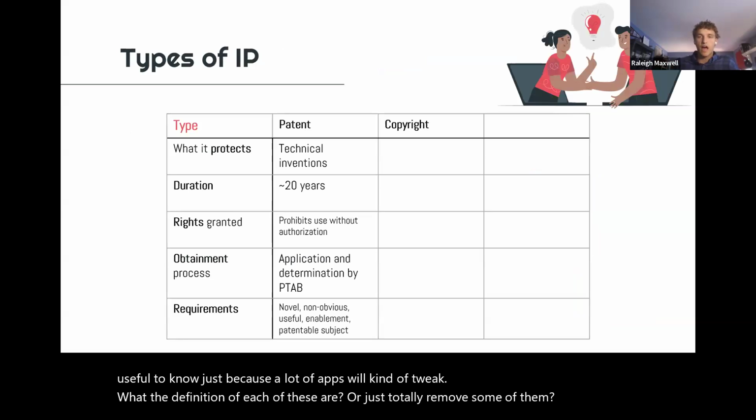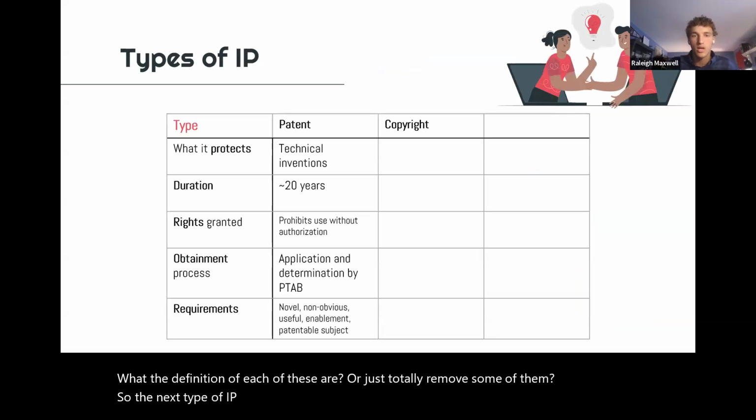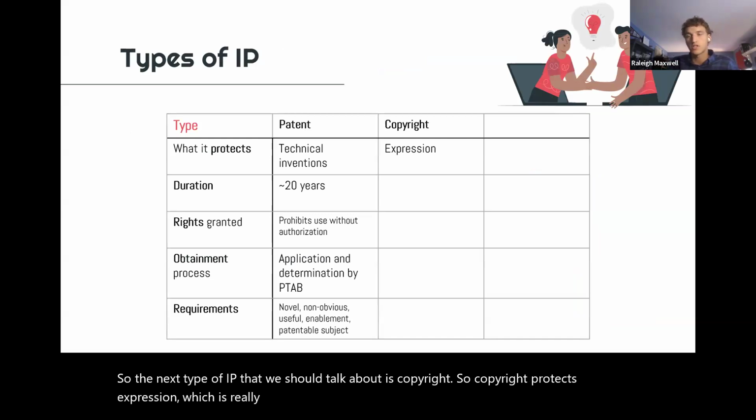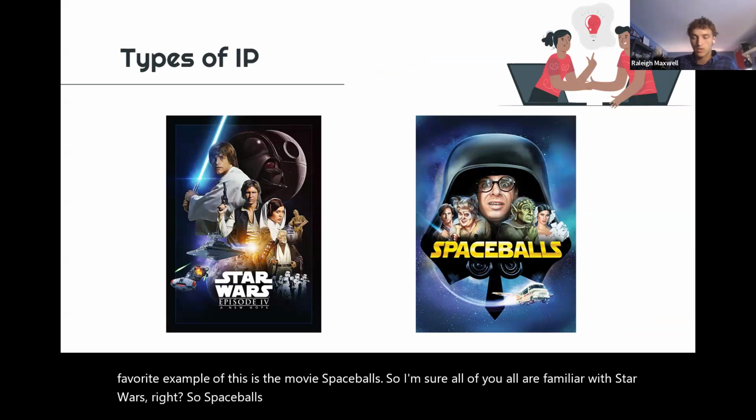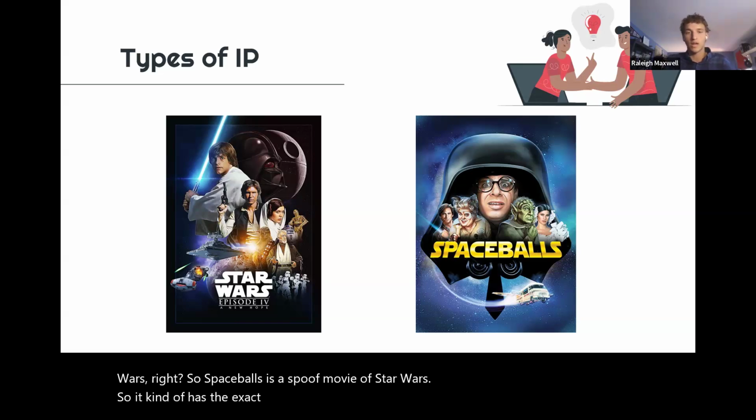So the next type of IP that we should talk about is copyright. Copyright protects expression, which is a really important distinction because expression is not ideas, right? My favorite example of this is the movie Spaceballs. I'm sure all of y'all are familiar with Star Wars, right? Spaceballs is a spoof movie of Star Wars, so it has kind of the exact same idea as Star Wars, right?